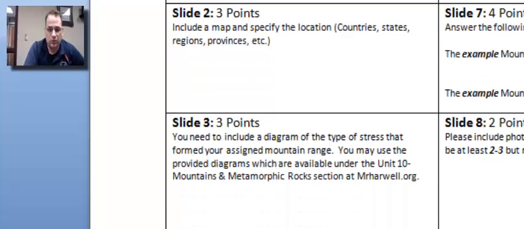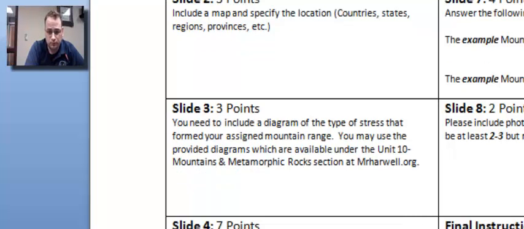Coming down, 3 points will be for slide number 3. This you need to include a diagram of the type of stress that has formed your mountain range. I will put the 3 types of stresses, the pictures that we have from our PowerPoint. Those will be accessible online at mrharwell.org. Again, this is going to be a very easy 3 points. So during your research, you should be able to find out what type of stress caused it, locate the picture, copy and paste, put it in there.